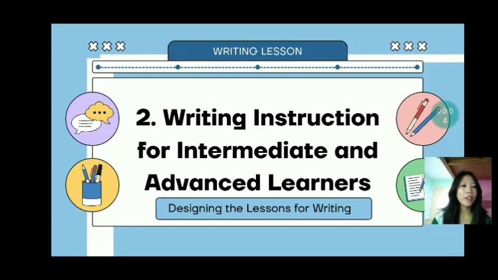Good day, everyone. So, we are now in the second step in designing the lessons for writing. And this is writing instruction for intermediate and advanced learners. So, intermediate and advanced learners refers to those individuals who already progressed in their learning journey. Those students already acquired the basic skills on a certain subject.